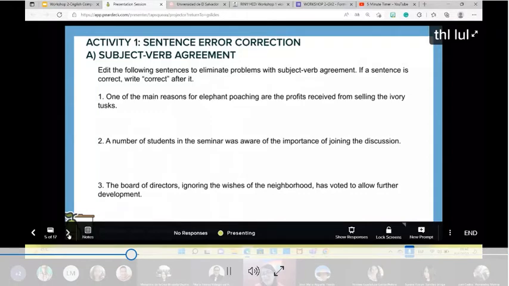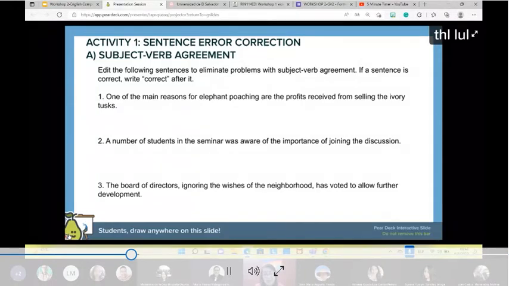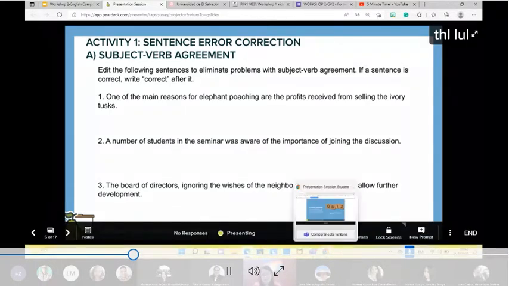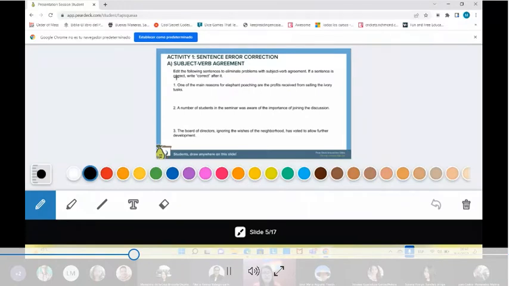Okay, so we move on to our presentation because right now we are going to see some of those answers in some of those sentences here. So what are we going to do here? We are going to edit the sentence to eliminate the problems with subject-verb agreement. And if a sentence is correct, we are just going to write correct next to the sentence. So let's do it.